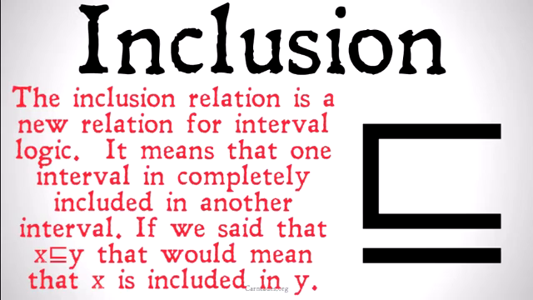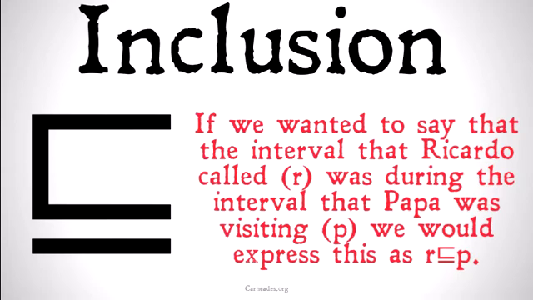The next relation here is the inclusion relation. The inclusion relation is a new relation for interval logic. We did not see it in instant-based temporal logic. It means that one interval is completely included in another interval. If we said that x is included in y, that would mean that x is included in y. It's kind of a squared-off subclass sign, if you know anything about set theory. So if we wanted to say that the interval that Ricardo called R was during the interval that Papa was visiting, we would express this as R is during, or is part of, is included in the interval P.